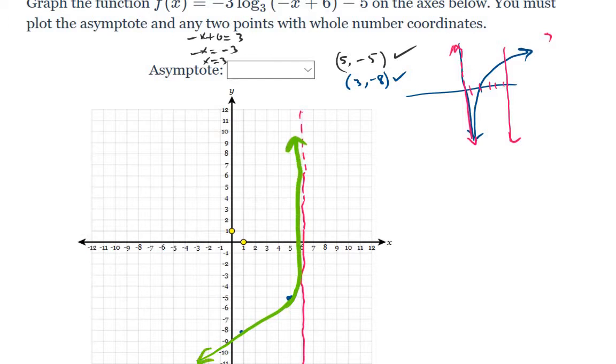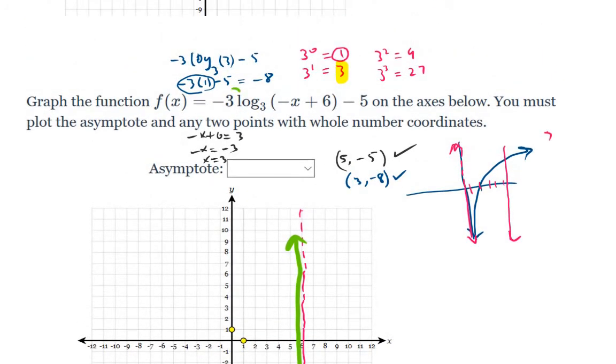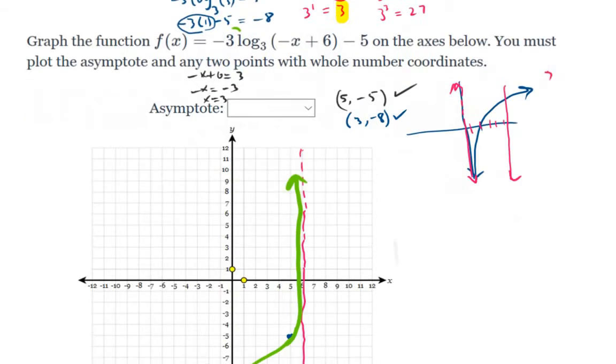Which makes sense because it's reflecting across both x and y. It's getting a vertical stretch by 3, and it's shifting down by 5 and moving to the right by 6. It's a lot of transformation, okay?